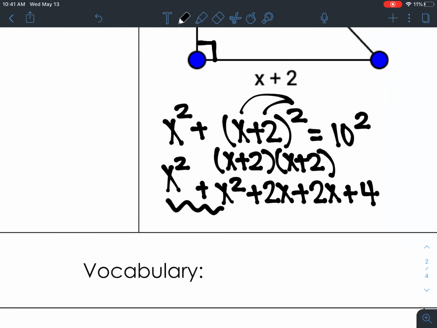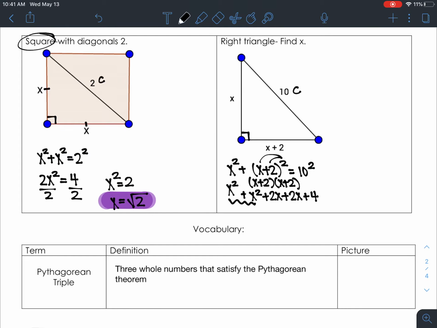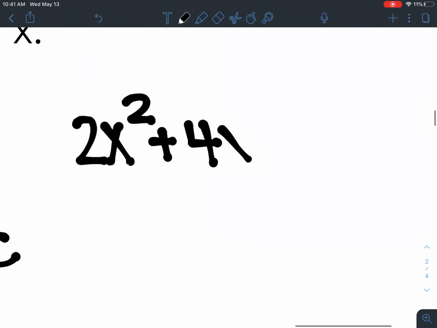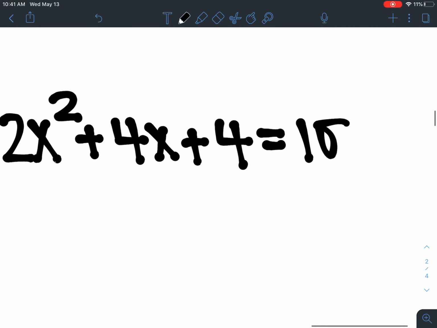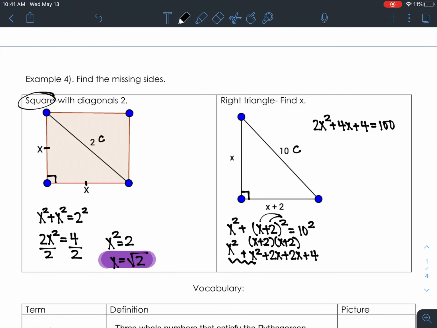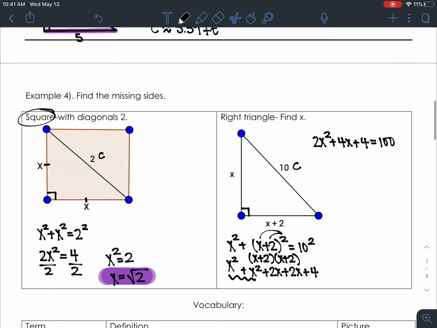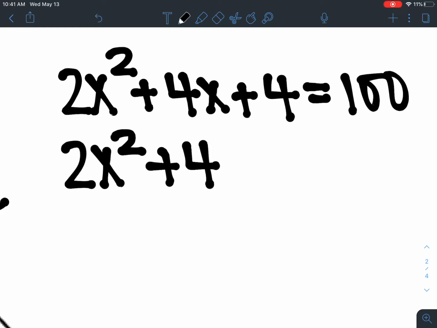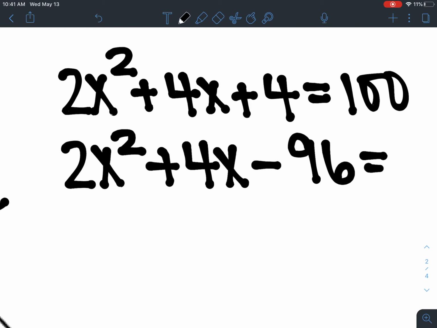Which when I combine everything together, I'm going to make it pretty, and I'm going to move it up here because I'm running out of space. I'm going to get 2x squared plus 4x plus 4 equals 100 because of 10 squared, okay? All right, now remember with quadratics, it has to be set equal to 0, so I'm going to subtract that 100 over. So I'm going to get 2x squared plus 4x minus 96 is equal to 0.